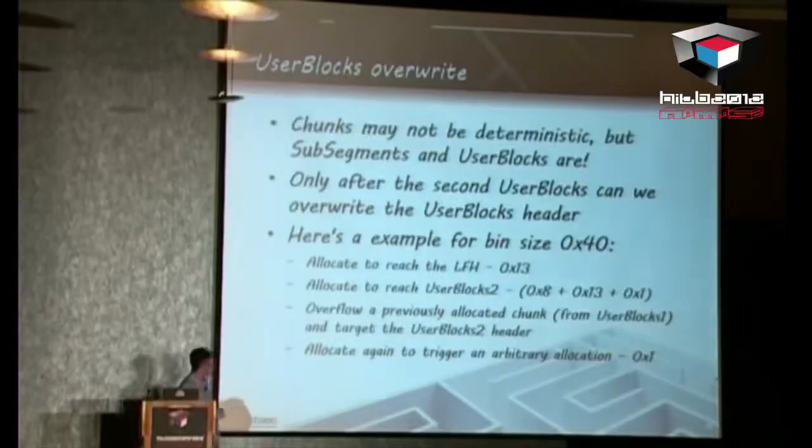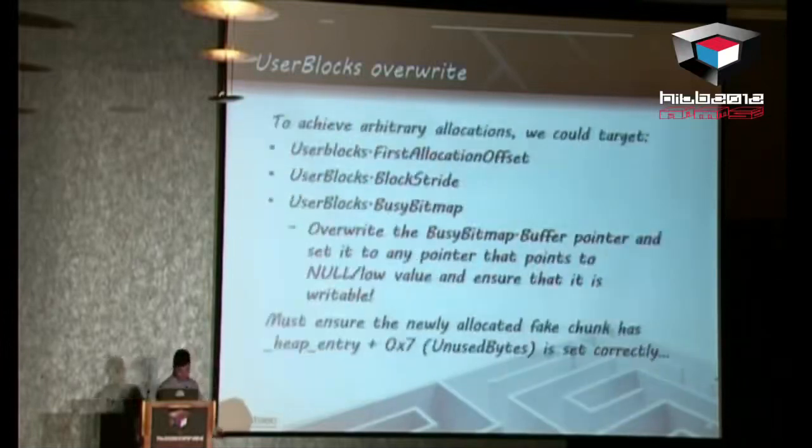As a little bit of an example, obviously it's unrealistic, but we can trigger enough allocations to fill the first user blocks. We could cause more allocations to hit the user blocks 2 that we saw before. Then one of the chunks from the user blocks 1, we can use to target the user blocks 2, right? And then upon the allocation after that, we can trigger an arbitrary allocation. And I'll show you how it works.